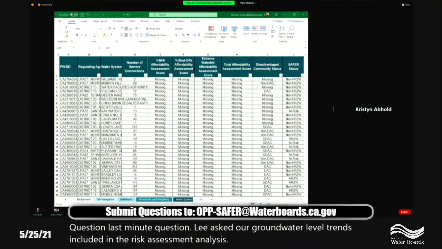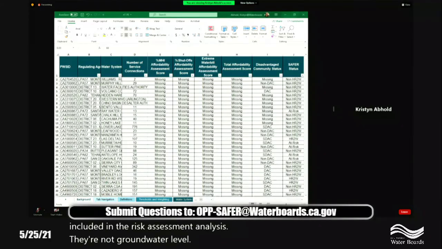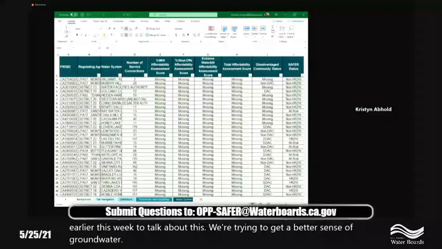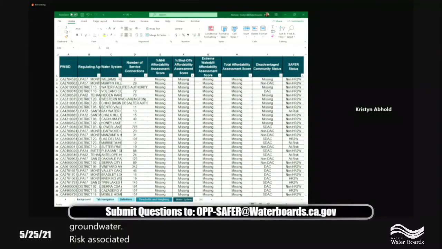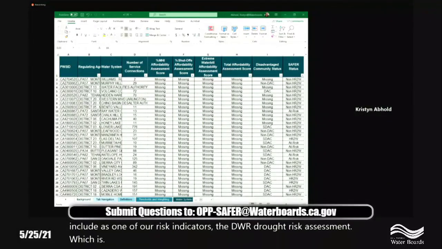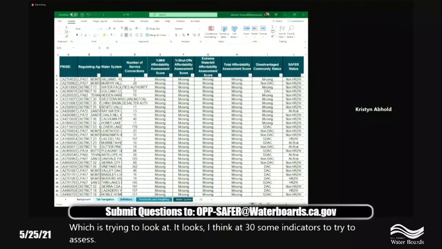Lee asks, are groundwater level trends included in the risk assessment analysis? They are not. I was just on some calls earlier this week to talk about this. We're trying to get a better sense of groundwater risk associated with drought and water availability. We include as one of our risk indicators the DWR drought risk assessment, which looks at 30-some indicators to try to assess water systems that are at risk of drought. And we use that as one of our data points.